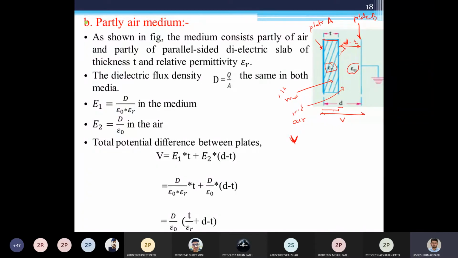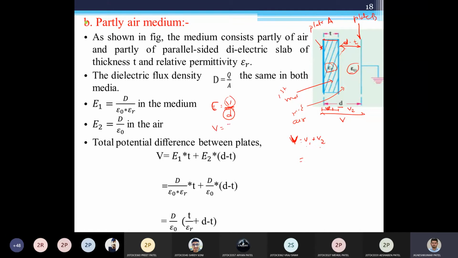In that case, V1 would be the potential appearing across the first dielectric media, and V2 would be the potential appearing across the second dielectric media, and V would be nothing but V1 plus V2. Now I can put in the values of V1 and V2. What would be the values of V1 and V2? We know that the electrical field strength E is equal to V by D. What is V? V is the potential and D is the distance. So we know that E is equal to V by D.